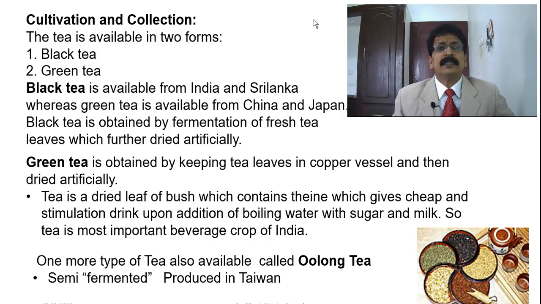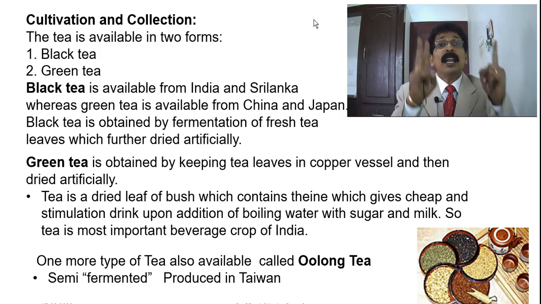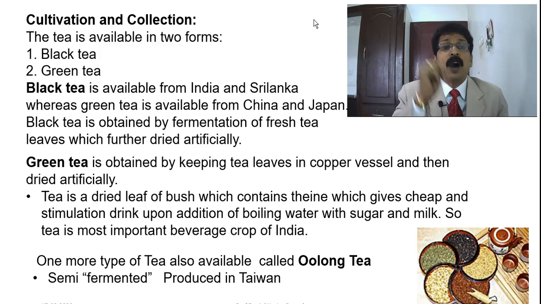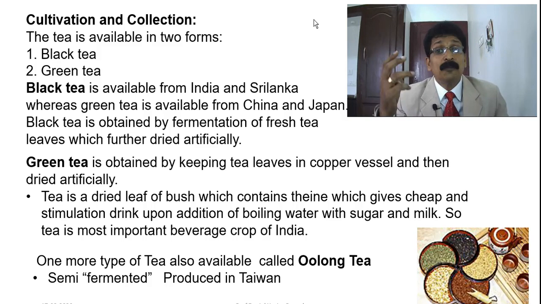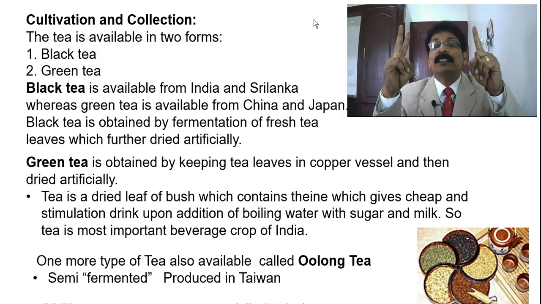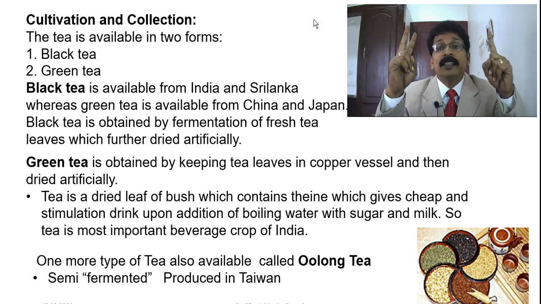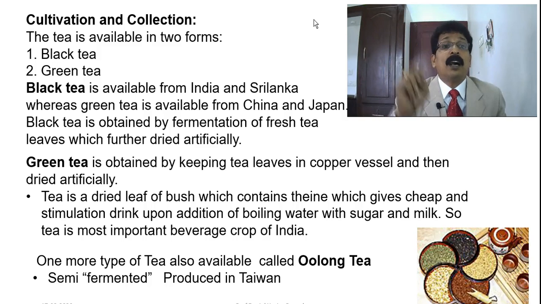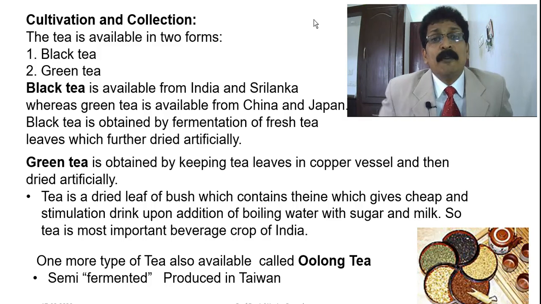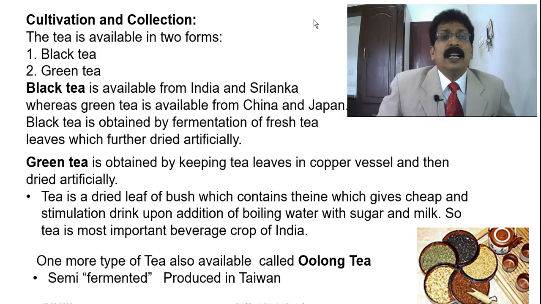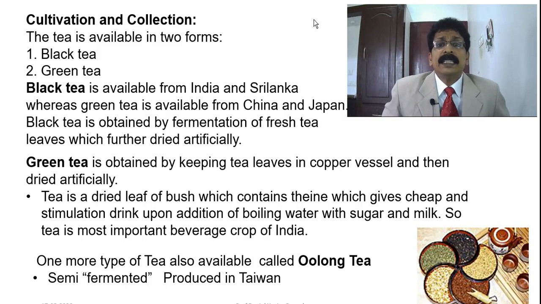Cultivation and collection. Tea is available in two main forms, although there is another one extra. Black tea and green tea. Black tea is available in India and Sri Lanka, whereas green tea is available in China and Japan, and is also available in India.